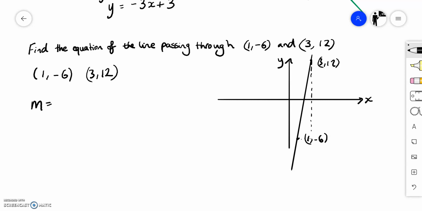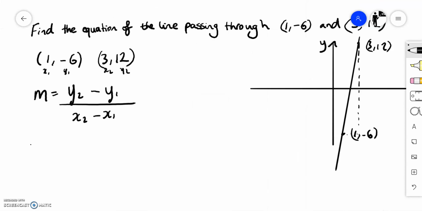Because the difference in the y's will tell us the vertical, the difference in the x's will tell us the horizontal. And you might see it represented as this: the difference of the y coordinates over the difference of the x coordinates. So we might need to label these x1, y1, x2, y2. This is how we calculate the gradient.